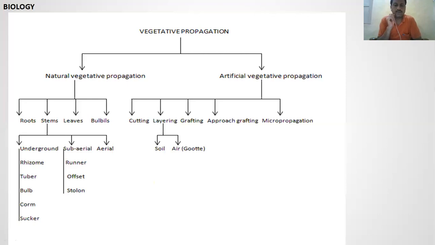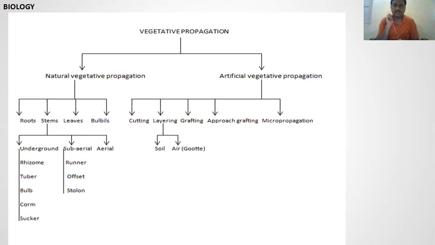Today we are going to discuss chapter number 1, reproduction in lower and higher plants. Hello students, we are learning about vegetative propagation. In the last lectures we have seen the natural methods of vegetative propagation, in root, stem, leaf, and bulbil, which naturally develop vegetative reproduction.